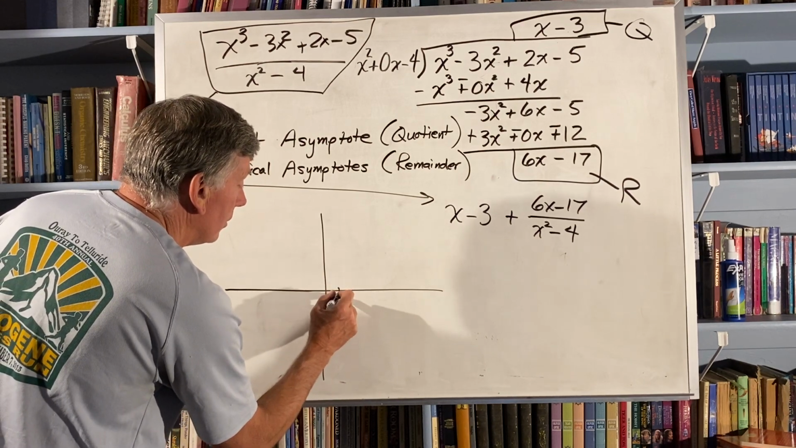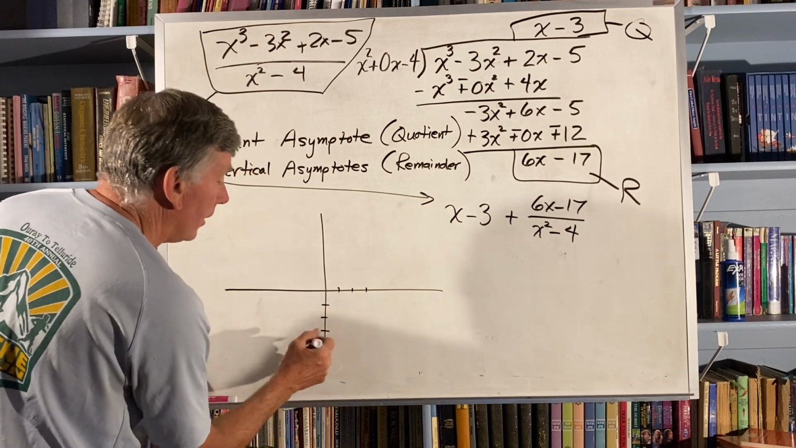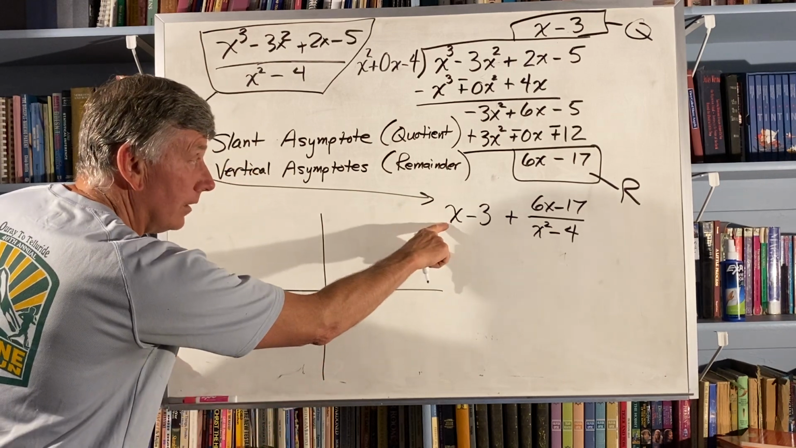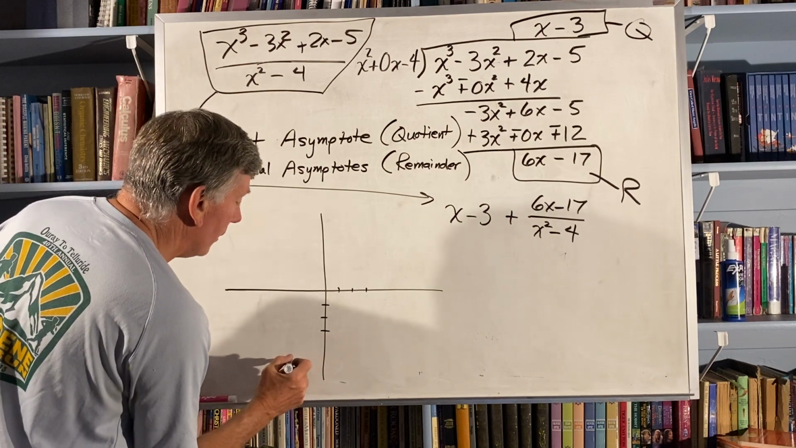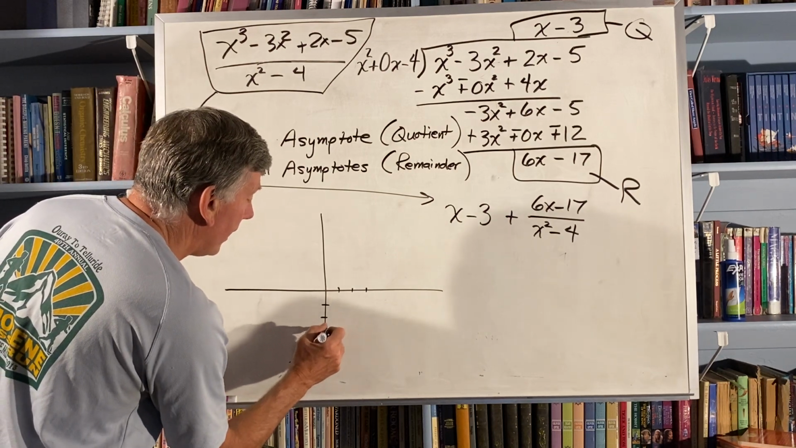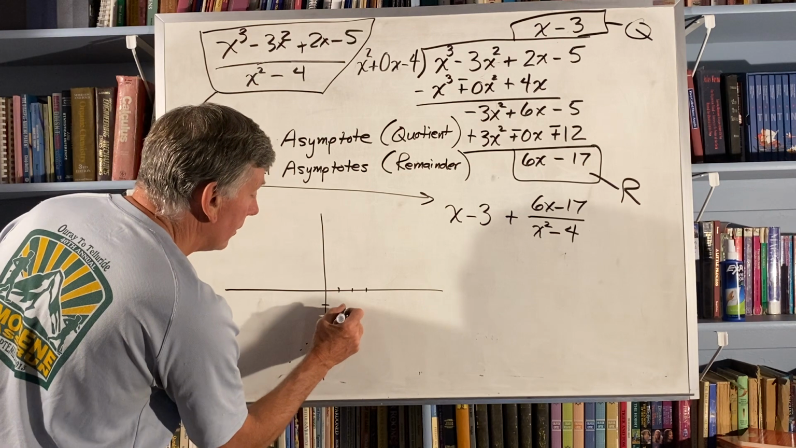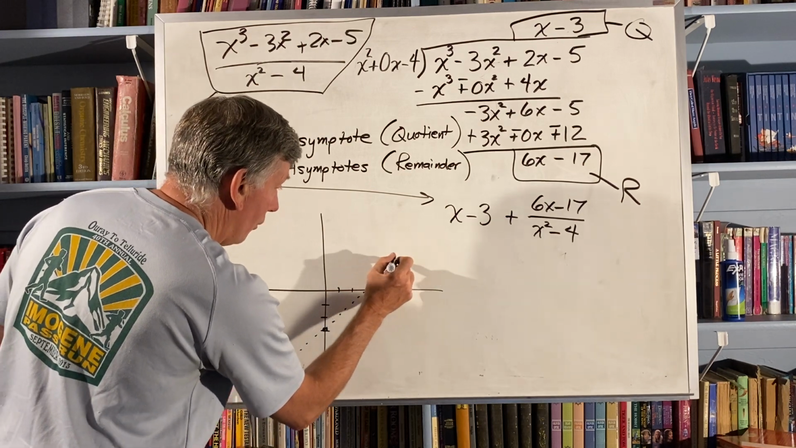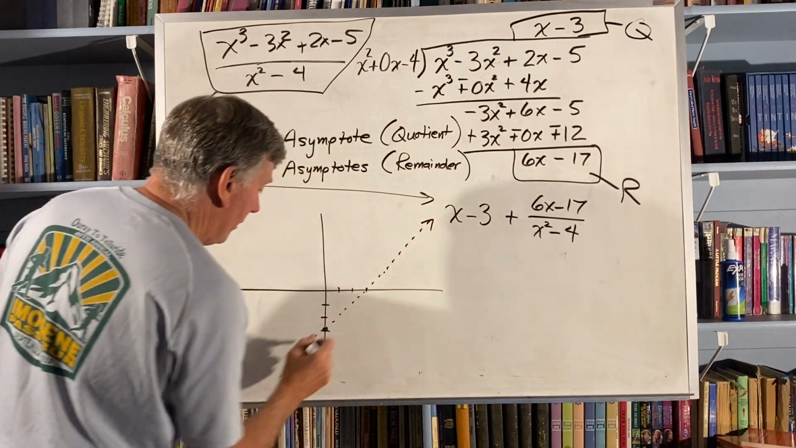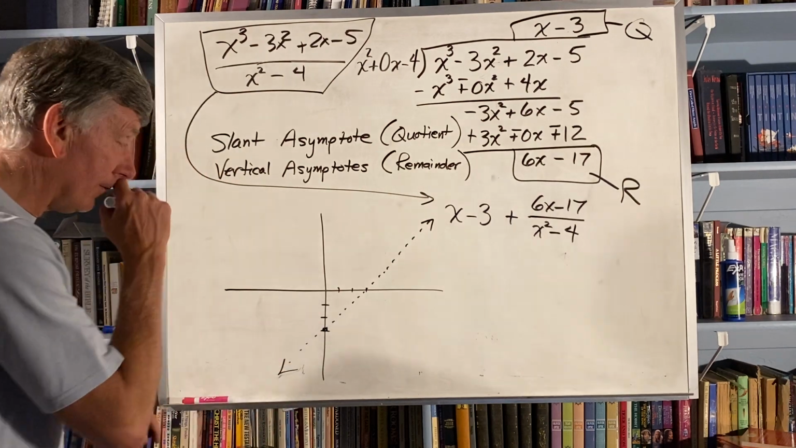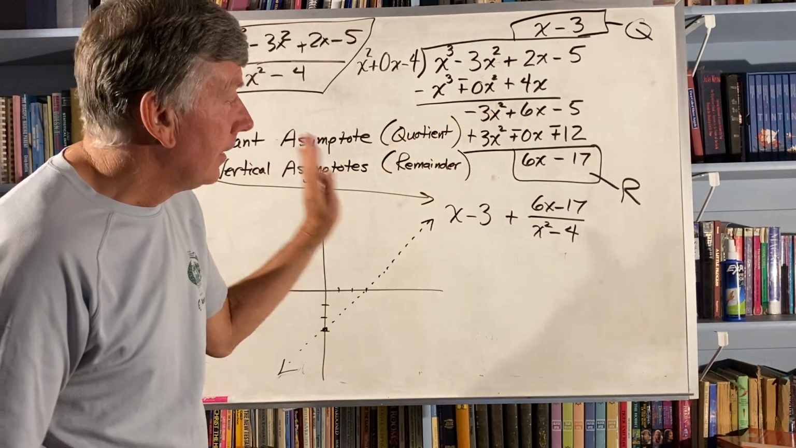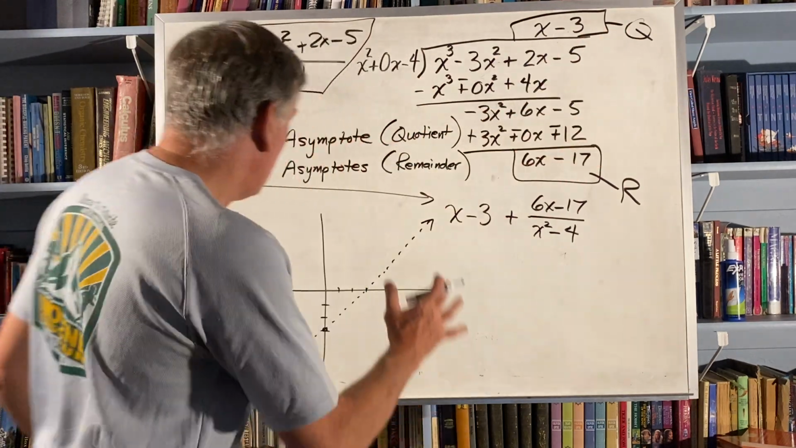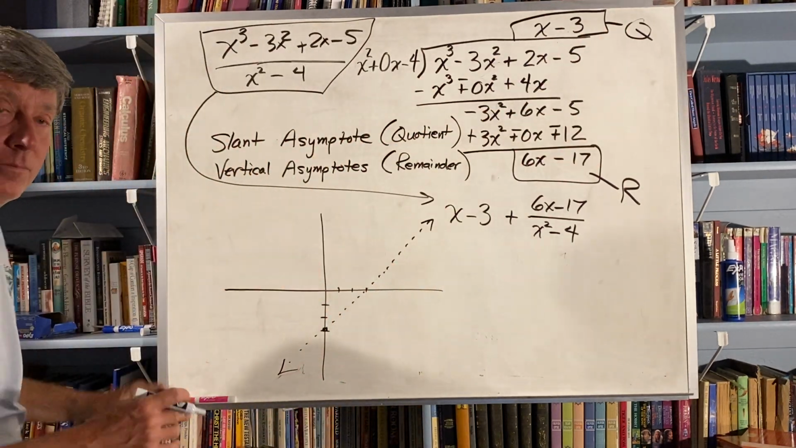I'll do a dotted line. Slope of 1, negative 3 is the y-intercept. So I'm going to do just a dotted line going through that point, goes through that point. That is my slant asymptote. My graph will not cross this line out this way or out this way.